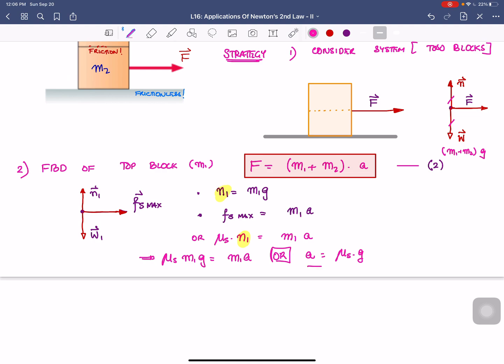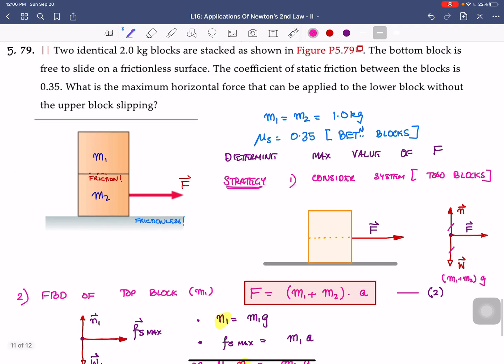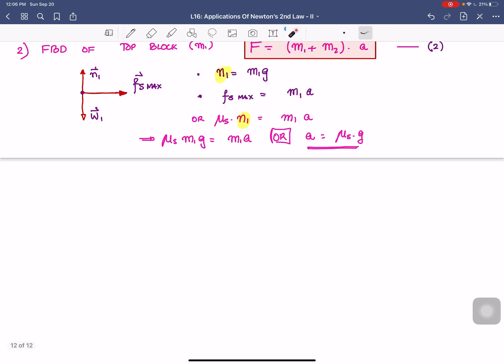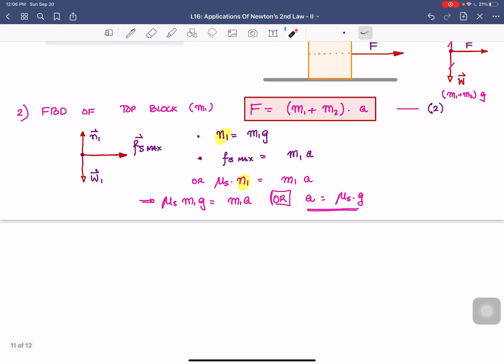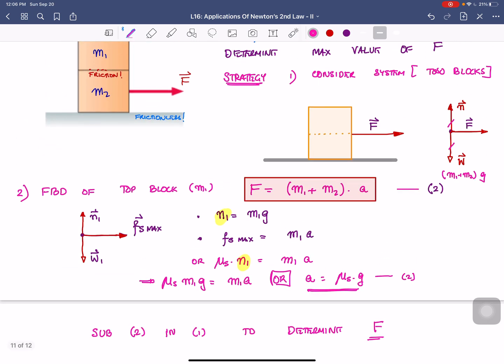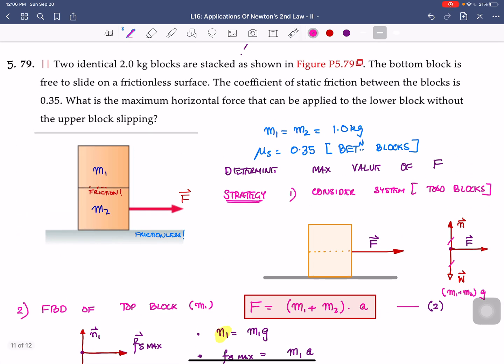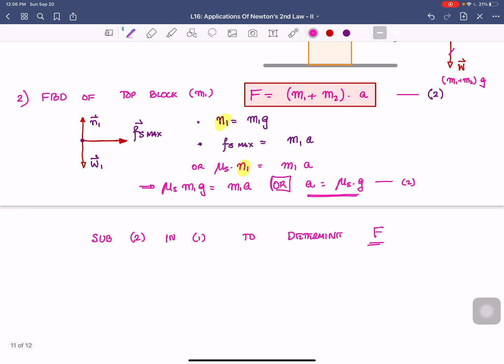So you get an expression for the acceleration, in terms of mu sub S between the two surfaces. Once you have the acceleration, call this equation 2, and substitute 2 in 1 to determine the force, which in fact is going to be the maximum force that can be exerted on M2 and still have the two blocks sliding together without slipping. And that's how you would get the force.